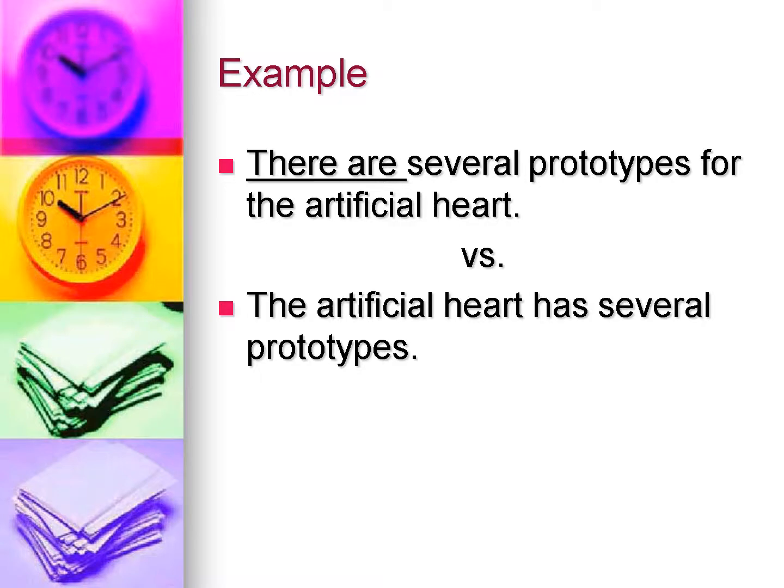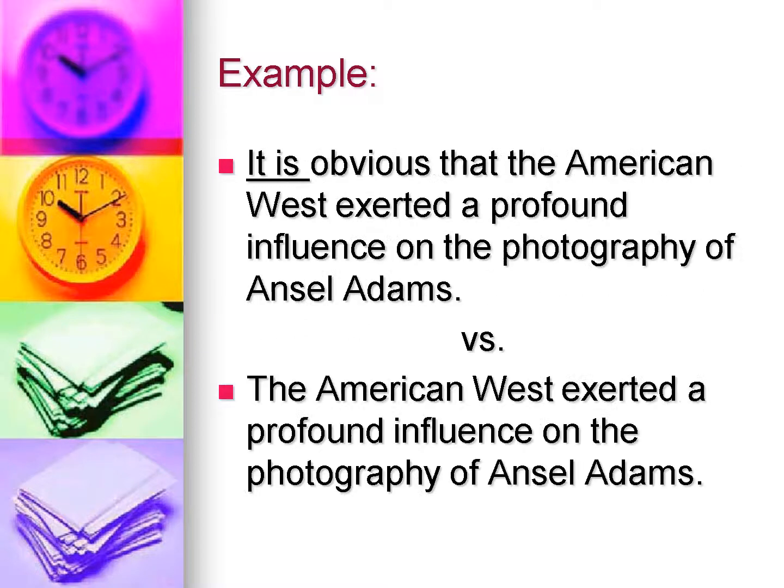So here's an example. There are several prototypes for the artificial heart. We use expletives like this all the time to begin a sentence. You could have a slightly more interesting and more concise sentence if you try to get rid of those expletives and say something like, the artificial heart has several prototypes. Okay, these are simple sentences, but just to show you how this works.